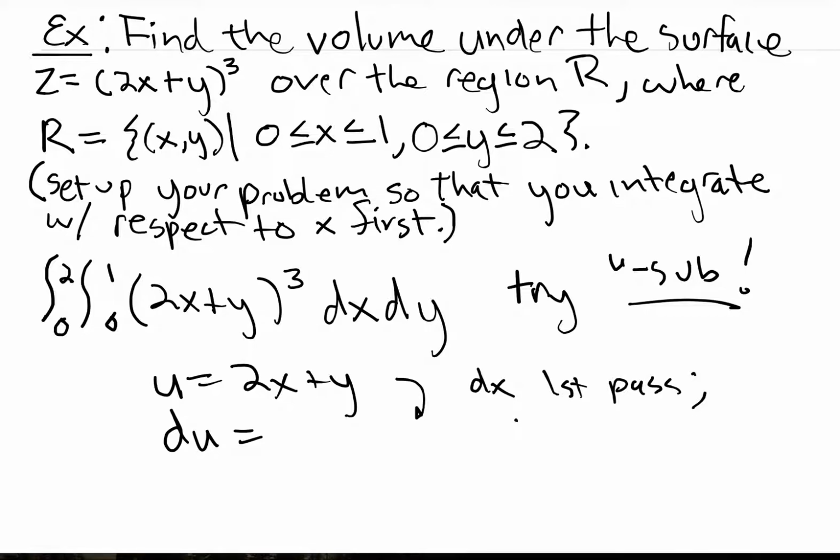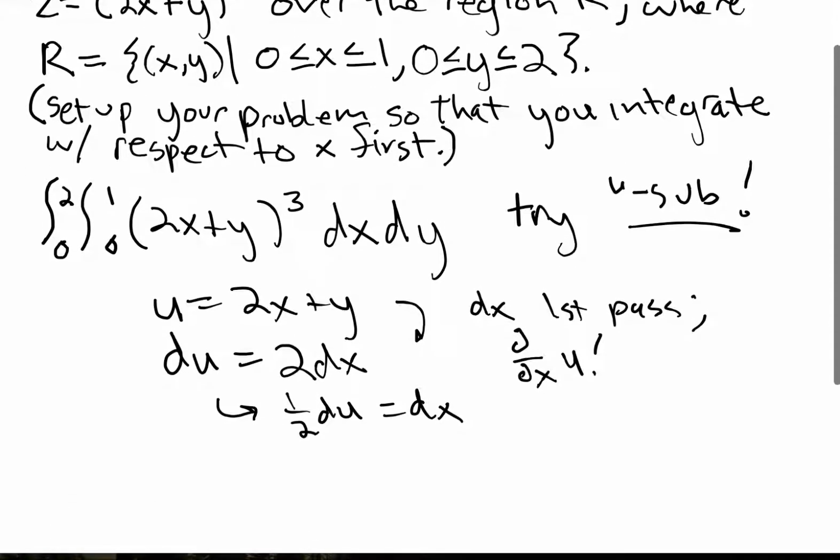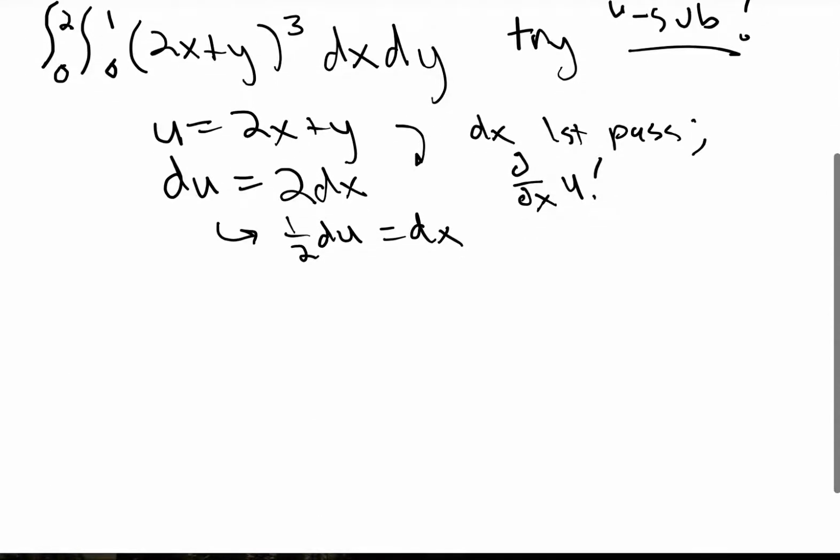What I'm going to do is basically take my partial with respect to x of u here to compute my du. So I'm going to go ahead and get 2 dx for that. Another way to think about this is a half du is going to be the exact same thing as dx. Now I'll go ahead and scroll my page down so I have a little bit more space to work here.